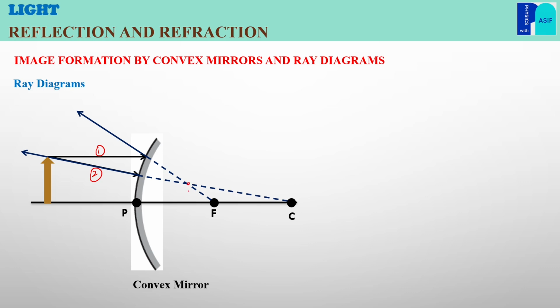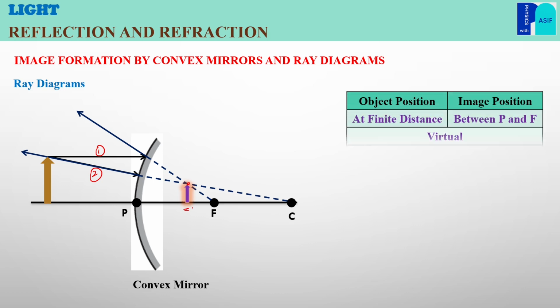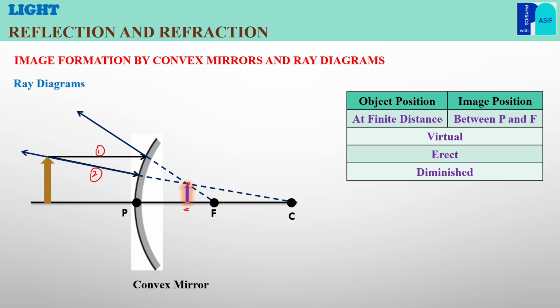Therefore, the image is formed in between the principal focus and the pole of the convex mirror, that is here. And this image is virtual because it is formed behind the mirror, erect, and it is smaller when compared to the size of the object. Therefore, it is a diminished image. Now, the observations are the object position is at some finite distance and the image is formed between P and F. And the image formed is virtual, erect and diminished.